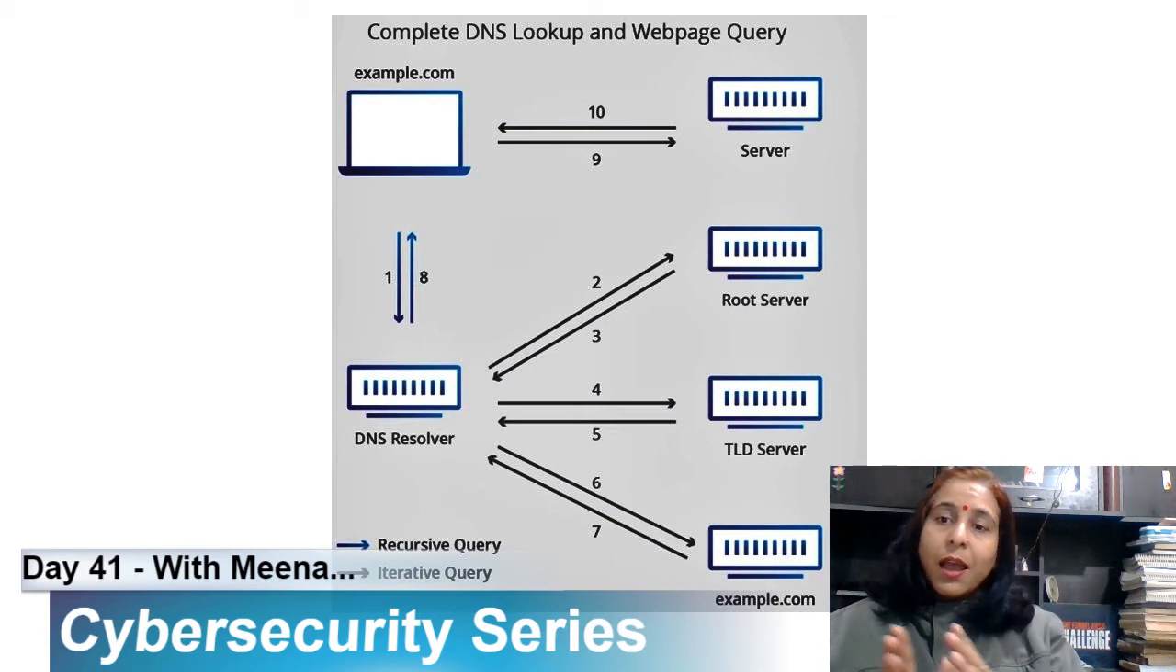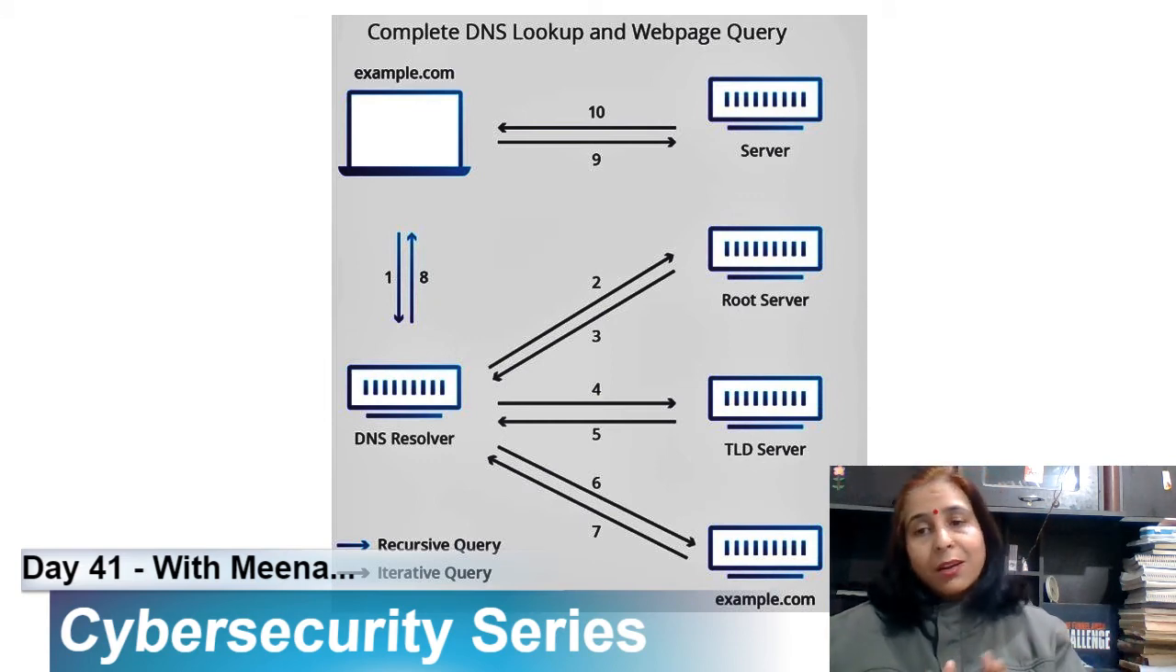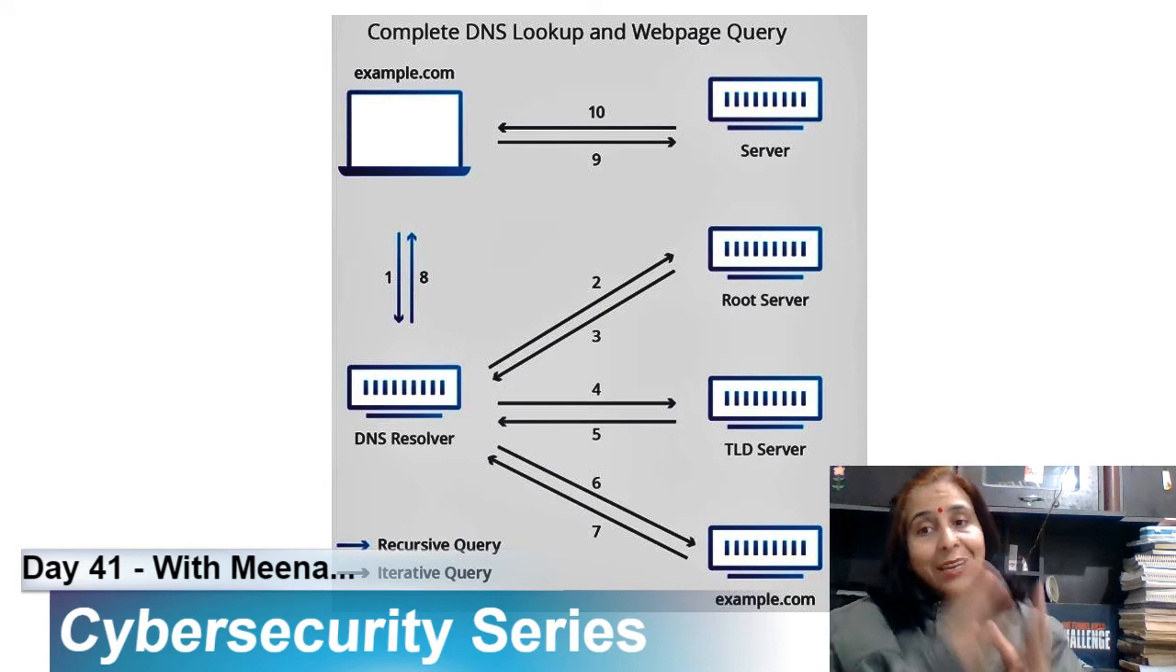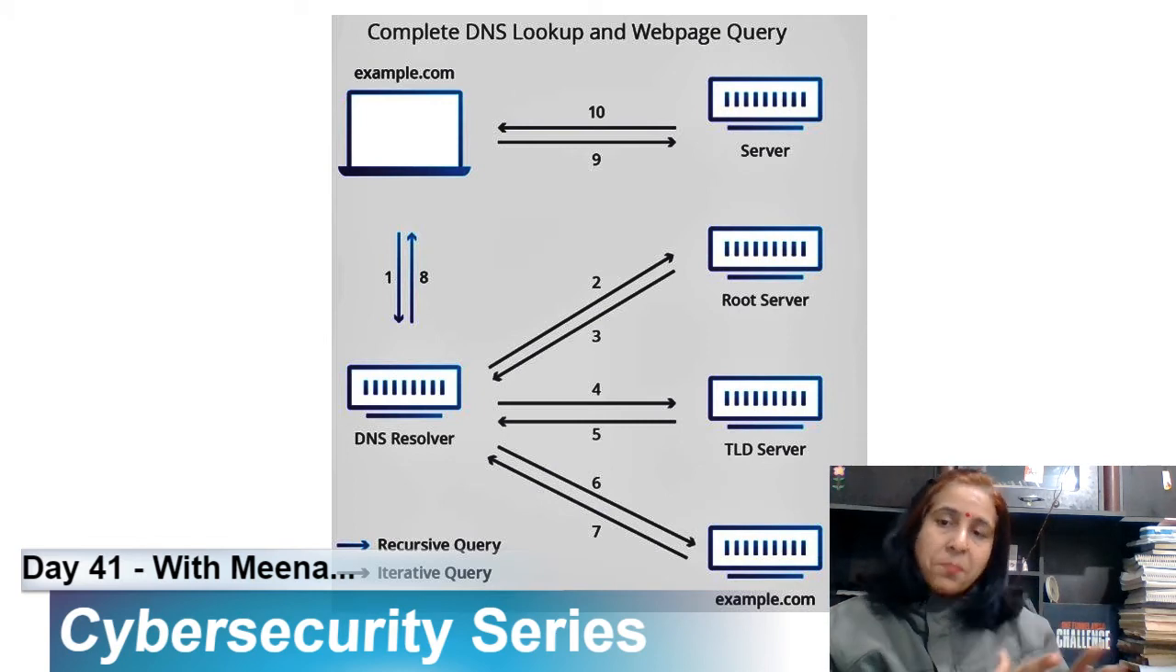Or any company can establish their own DNS server. So there is a possibility of attack if the attacker changes the cache of the DNS server with a wrong IP address. Or the attacker can also establish their own malicious DNS server. Clear?